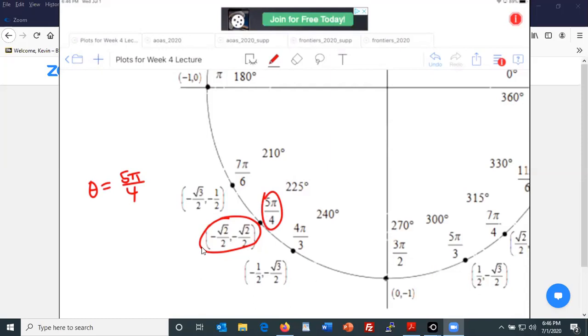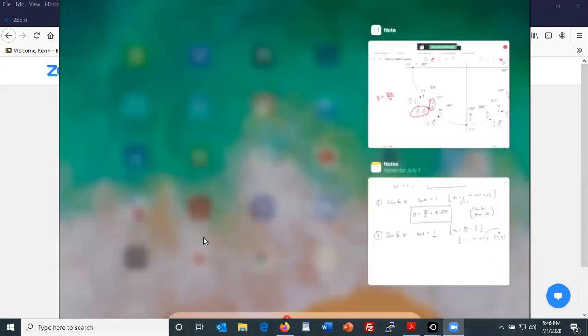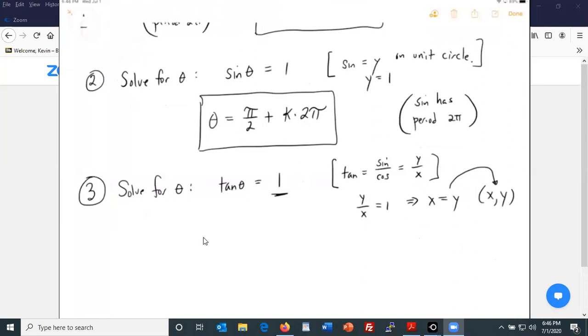So again, we're looking for the tangent, which is found by dividing y and x. So if I divide these, I'll get exactly 1. They're not the nicest numbers, but if you divide 2 numbers that are the same, it's 1. All right, so coming back to the screen here, our solutions are pi over 4 and 5 pi over 4 plus what? K times, fill in the rest.